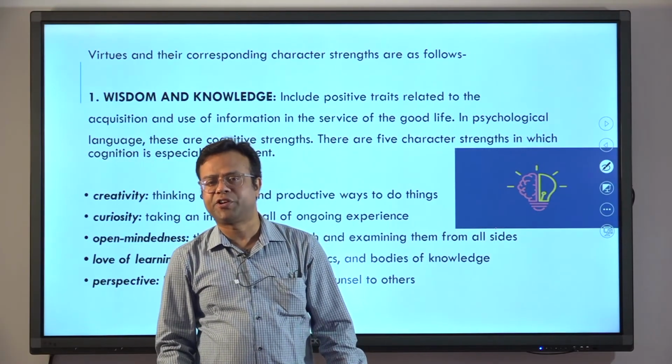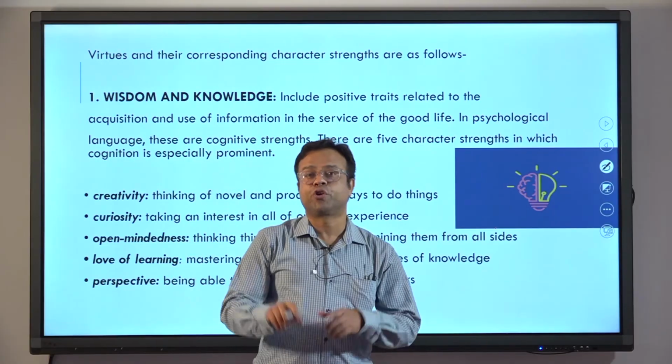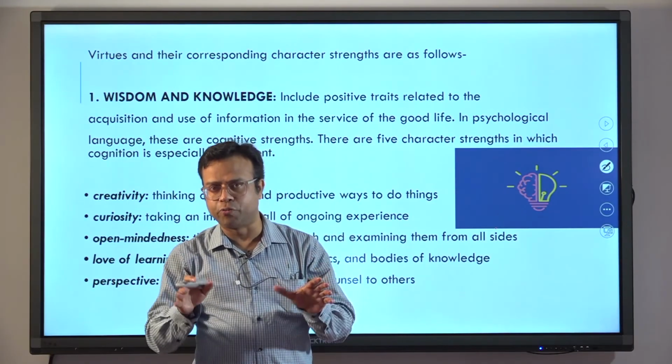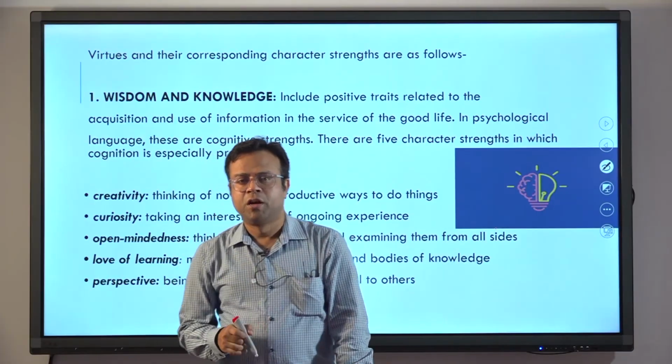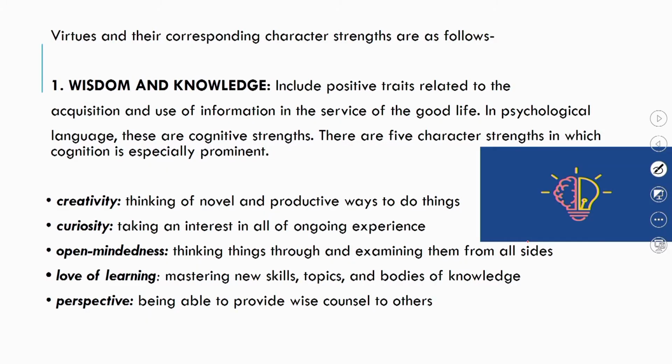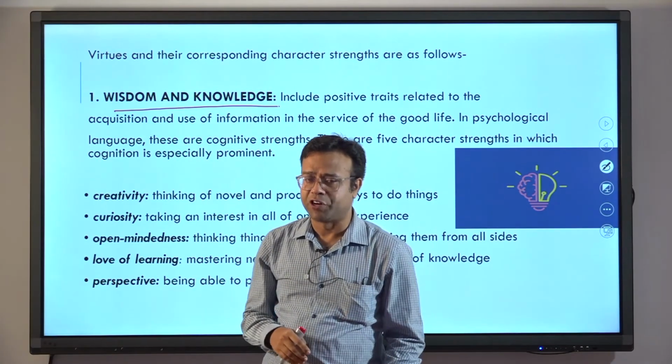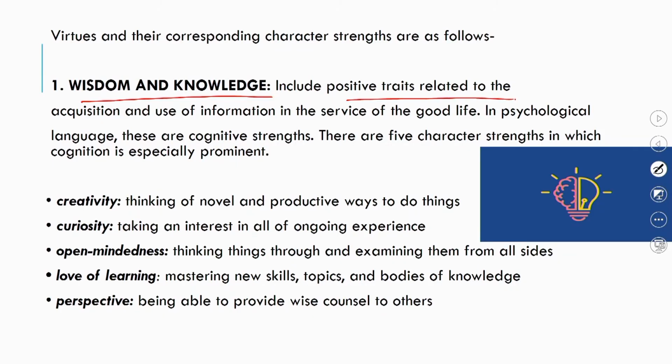Let us look into their classification very quickly, because we cannot go into the details of all these things. It will take a lot of time. We'll just list out what they have listed within each of these virtues and what the character strengths are. The first virtue they included in the classification system is called wisdom and knowledge. This is a broad virtue, desirable in a moral sense. It includes positive traits related to the acquisition and use of information in the service of a good life. So when you use knowledge or information from the world for the good of life, that's called wisdom and knowledge.